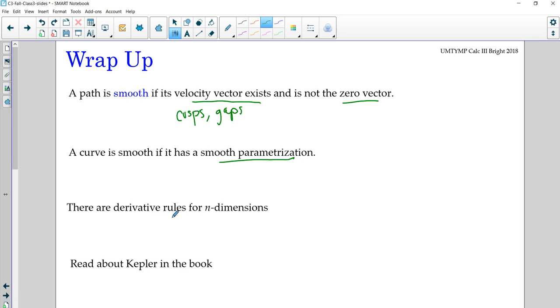There are derivative rules for n dimensions. A couple of them are mentioned in your book. The ones that I'll write, a couple of them here. The first one is if we have the derivative with respect to time of the dot product of two vectors. And I'll just say that these are both functions of t. X of t dotted with y of t. It's a lot like what you would think. It's just going to be x dotted with y prime plus x prime dotted with y.